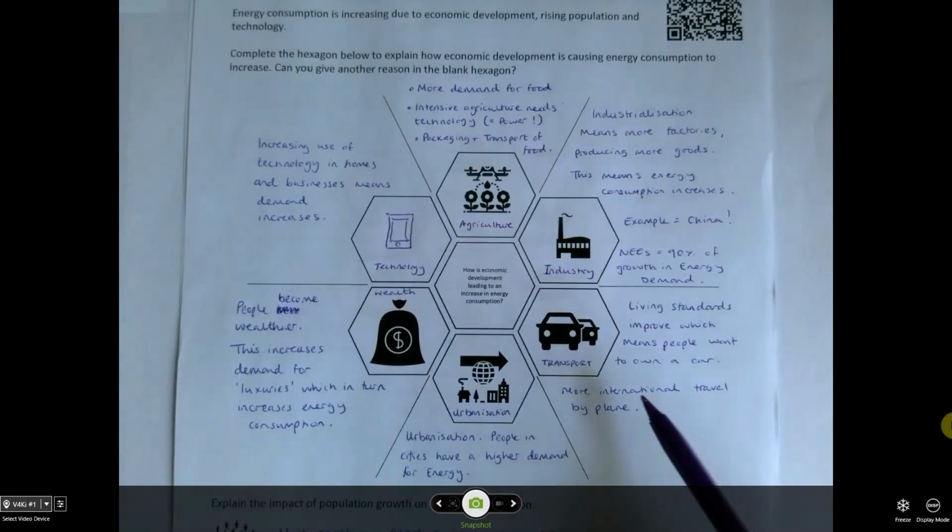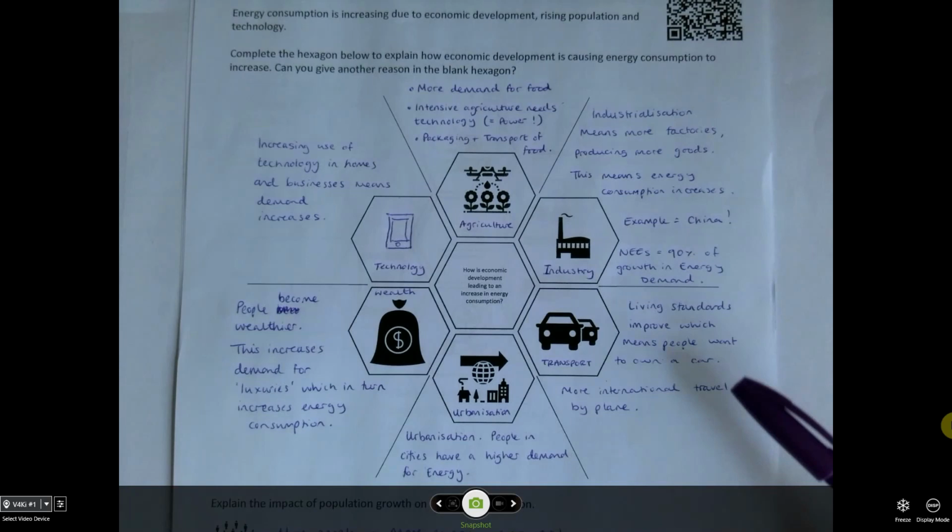The third one then is transport. As well as perhaps transporting food around the world, as well as perhaps transporting some of the products that are made in these factories around the world, people also want to transport themselves around, whether that's from country to country or just around and about in their daily lives.